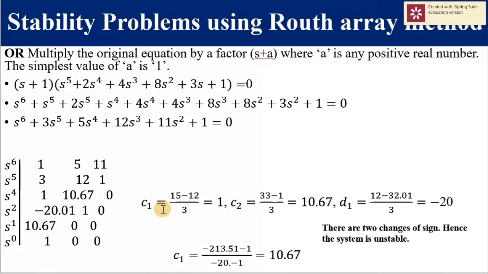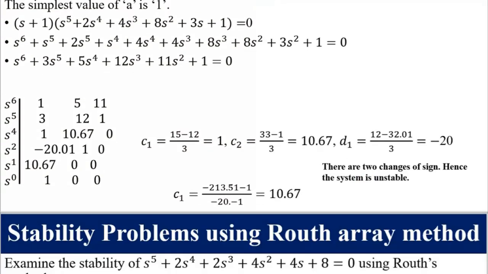So our C1 is equal to 1. Our C2 is equal to 2.67. Obviously, this is 0. Then our D1 is minus 20. Take note of the change of sign. Then this one is a 0. And also, this is our E1, 10.67. If we proceed, this is going to be our 1. So we are now concluding that there are 2 changes of sign, hence the system is unstable, which is the same result that we found when we substituted s by 1 over z.